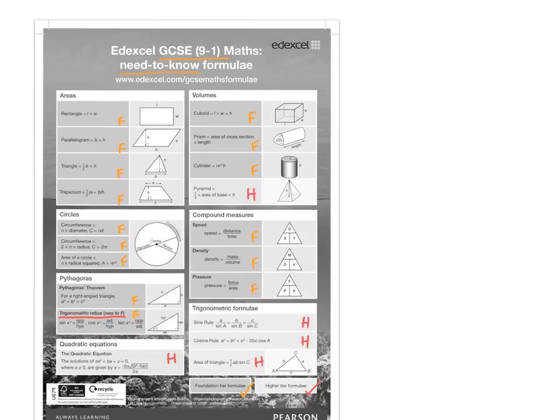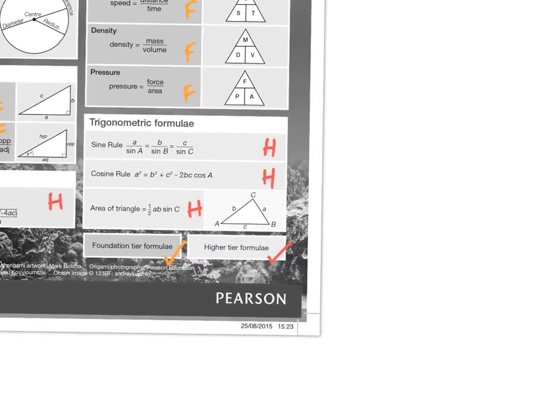There we go. So let's start with the higher ones first, and we'll go through those, and then we'll look at some of the foundation ones. And like I said, if you're a higher student and you've looked at the higher ones, if you know all the foundation ones, that's you done. If you're a foundation student, you can skip forward if you don't want to know the higher ones, and then you can just see when the foundation ones appear, and I'll go through those. So which one shall we start with? Well, the first one I'm going to look at is the area of a triangle formula.